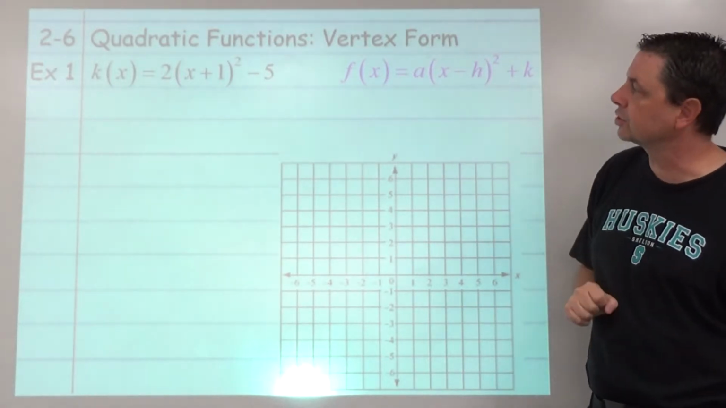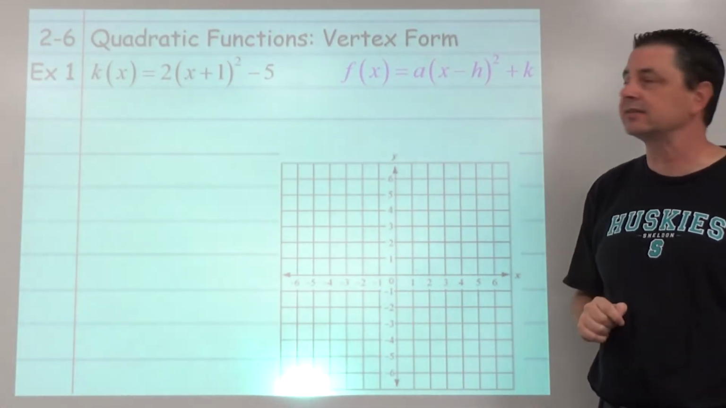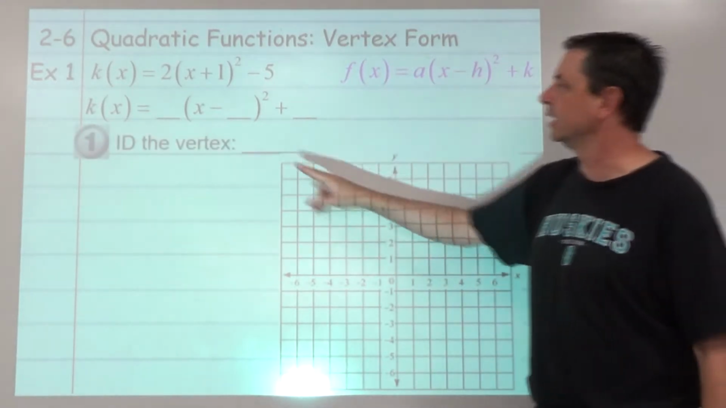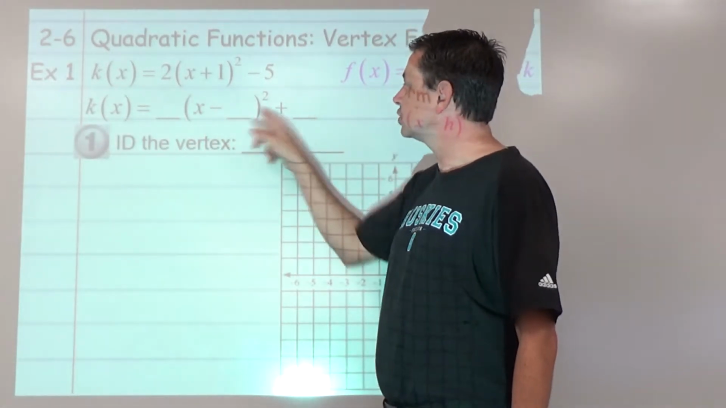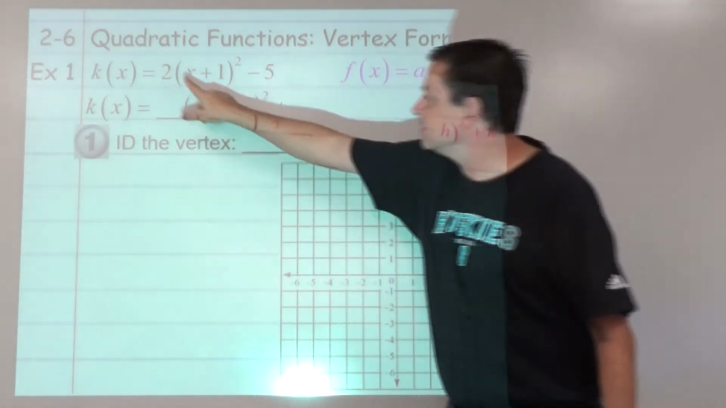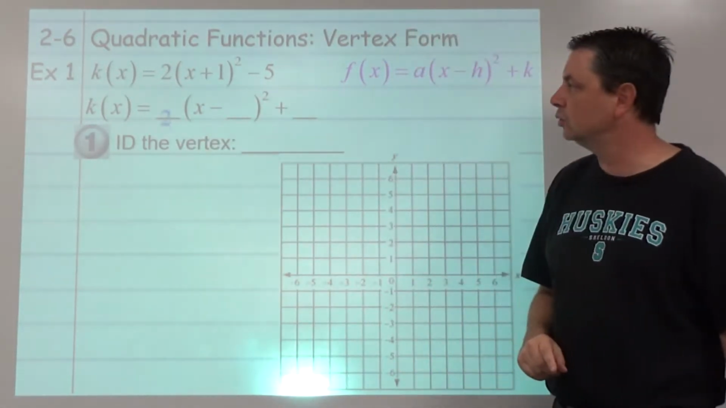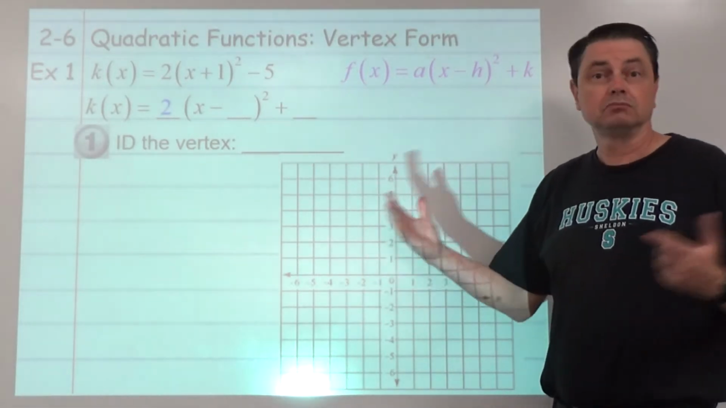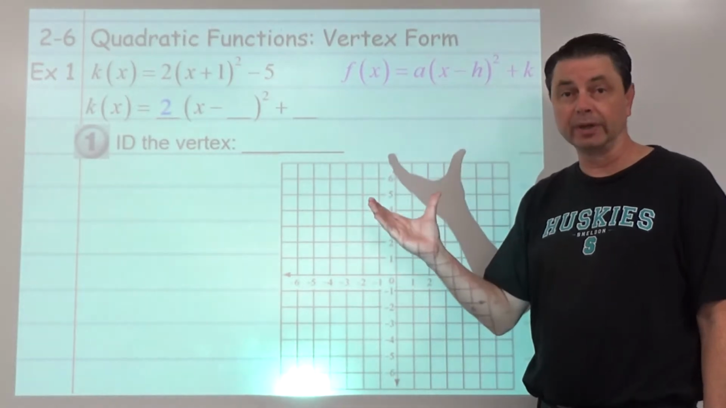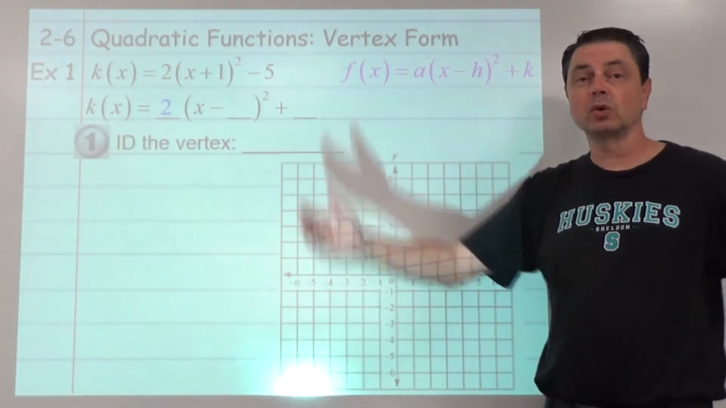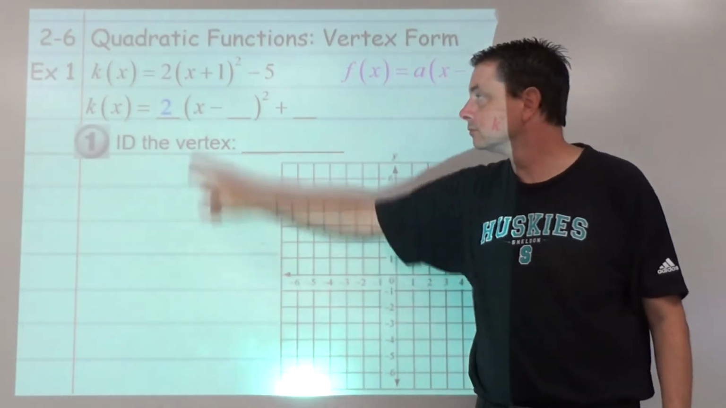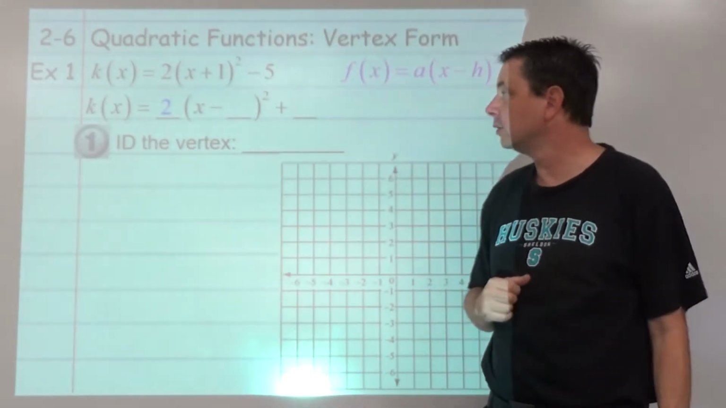Let's take a look at our function here. Example number 1, k of x equals. We're kind of looking for our form here, a times x minus h squared plus k. So a, pretty easy. We see it right there. That's the 2. So right away, is it going to open up or is it going to open down? It's going to open up. In comparison to our x squared parabola, is it narrower or wider? It's going to be narrower a little bit.